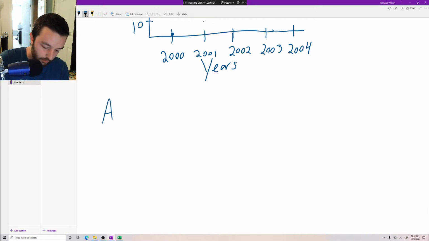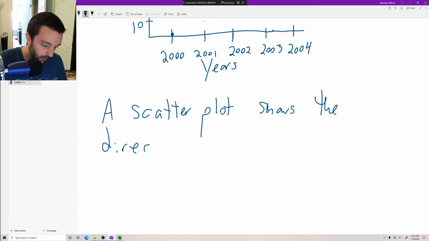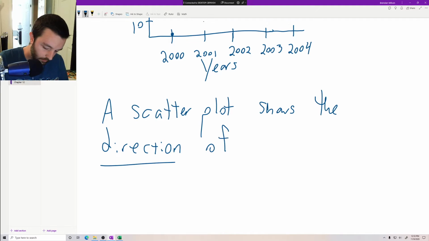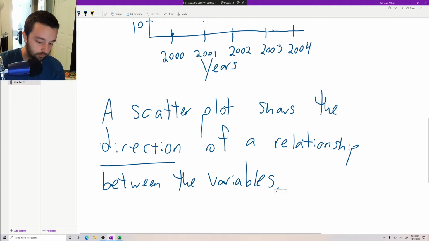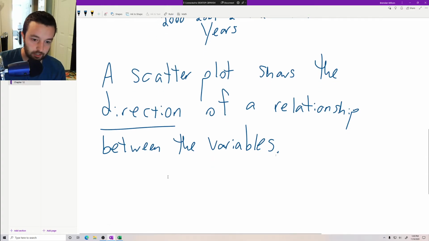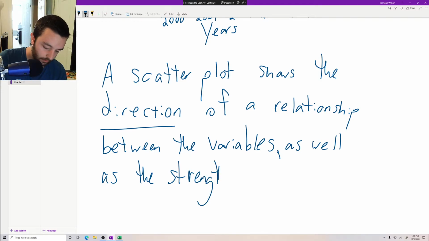So a scatter plot shows the direction of a relationship between the variables, as well as the strength of the relationship.